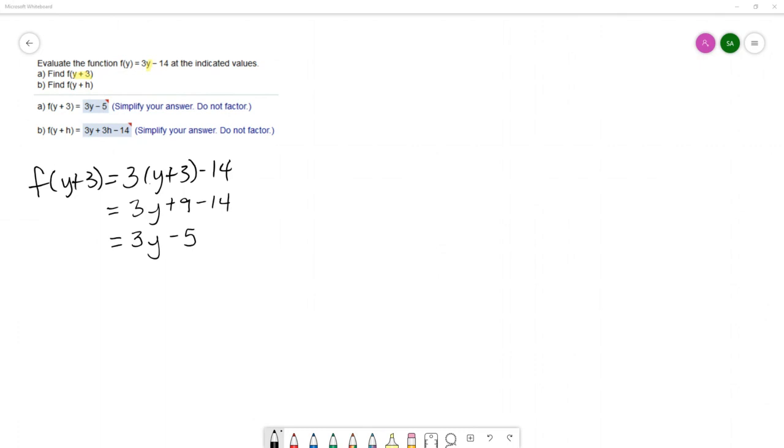Then the next part says f of y plus h. So everywhere I see that y, I'm going to change it to the y plus h. So that would give me 3 times y plus h minus 14. I'll use the distributive property to get 3y plus 3h minus 14, but this time we don't have any like terms, so I would leave the answer like that.